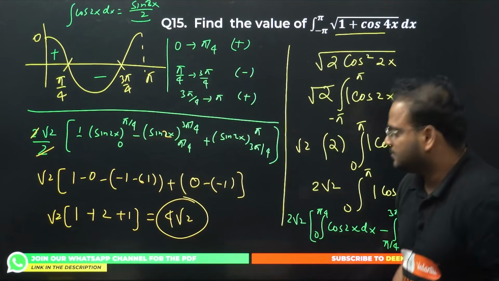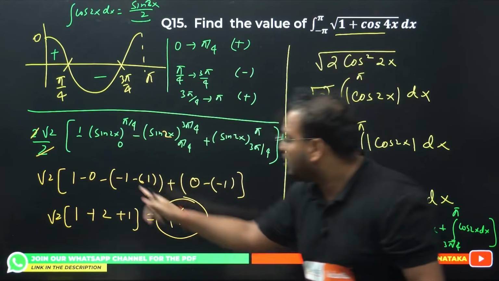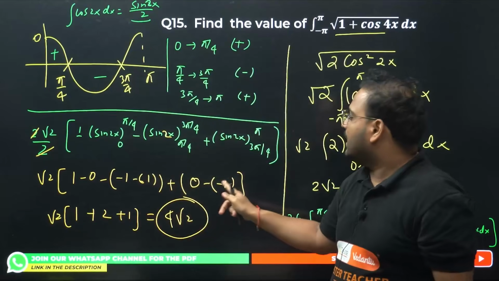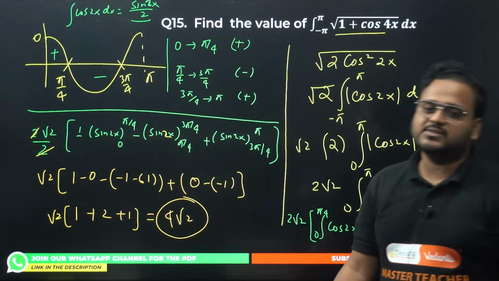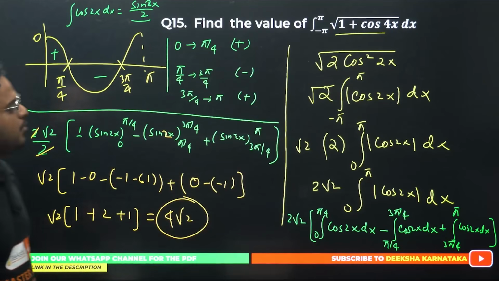Have a look. 1. 0 is ignored. Minus 1 is minus 2. Outside minus means plus 2. Minus of minus 1 is plus 1. Answer is 4. 4 into root 2 is 4 root 2. Done. Question 15 is over.